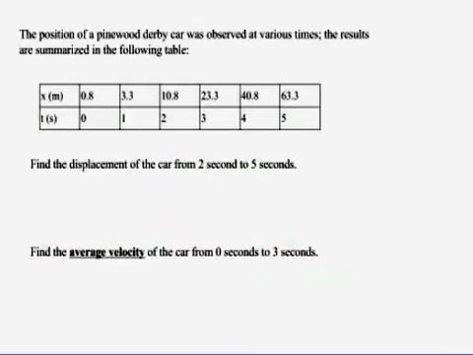For this last problem, we have the information given to us slightly differently. Here, we have positions and times given to us in a table. So we have the position of a Pinewood Derby car that was going down a track and was observed at various times. And so it started at a position of 0.8 meters. Notice it doesn't start at the origin. And then it moves to 3.3 meters, 10.8 meters, 23.3 meters, 40.8 meters, and 63.3 meters.